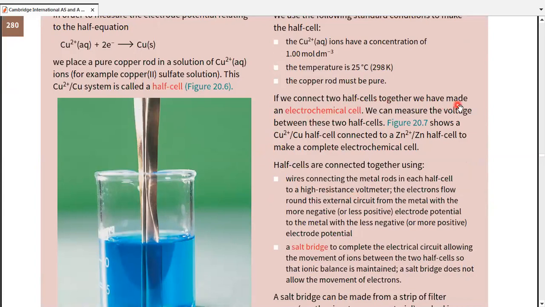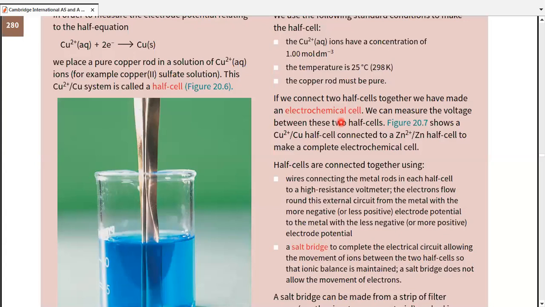If we connect two half cells together, we have made an electrochemical cell. Electrochemical cells, as I explained previously, can convert chemical energy into electrical energy or vice versa. It can either do one or it can do both. That depends upon the cell. We can measure the voltage between these two half cells.